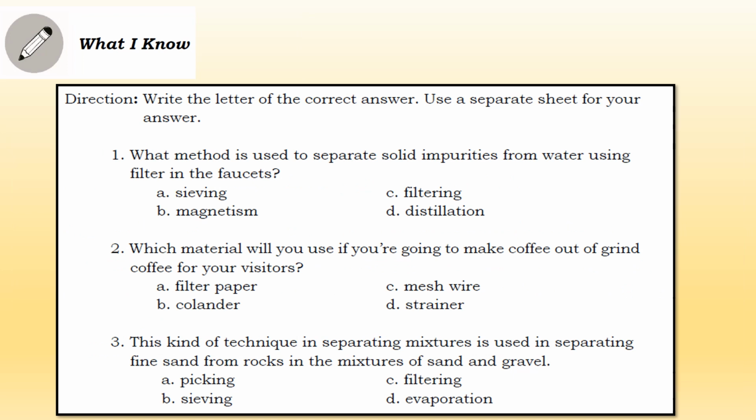Pero bago ang lahat ay susubukan ko muna kung meron kayong natutunan tungkol sa topic natin ngayon na filtering at sieving sa nakaraang mga leksyon. You have to write the letter of the correct answer. Magsisimula na tayo. Number 1. What method is used to separate solid impurities from water using filter in the faucet?